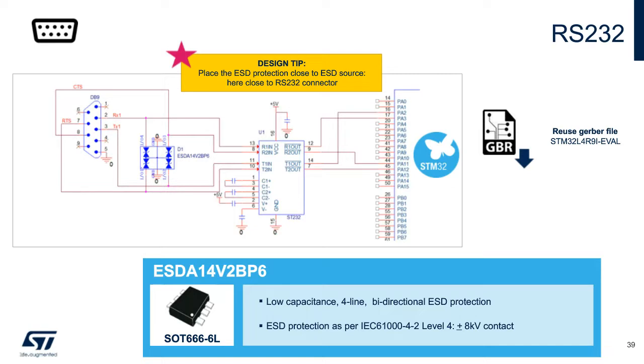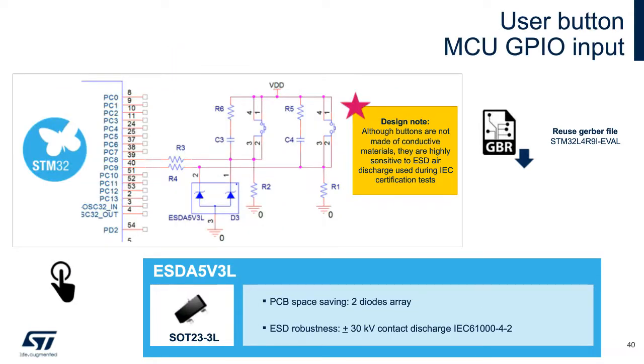The last example we selected is the user buttons, and consequently protection of the microcontroller GPIO inputs. Although these mechanical buttons, being part of the application, are exposed to the outside environment, the buttons are not made from a conductive material. Nevertheless, they are still highly sensitive to ESD, and they are also stressed during the IEC certification test. Besides the ESD robustness level, the requirement for such a protection device is usually also on the size of the package, to keep the PCB space occupation small. The small package size is often a general customer requirement for any protection device.